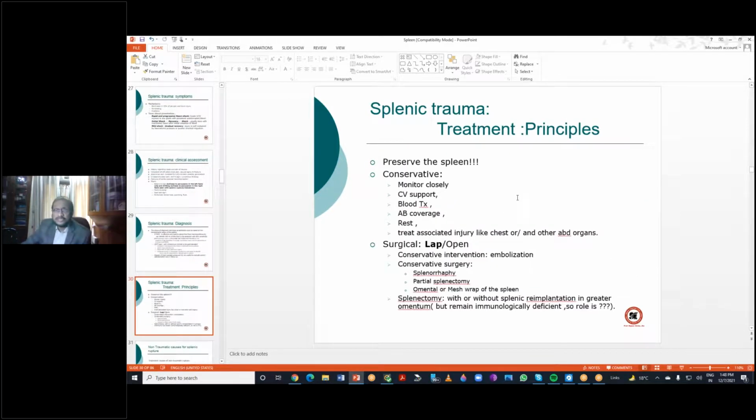Now, the treatment principle of splenic trauma is simple in one line: preserve the spleen. Preserve the spleen. Conservative management by monitoring closely is very important. Cardiovascular support to be given, blood transfusion, antibiotic coverage, proper rest of the patient, and treat the associated injuries like chest or other abdominal organs.